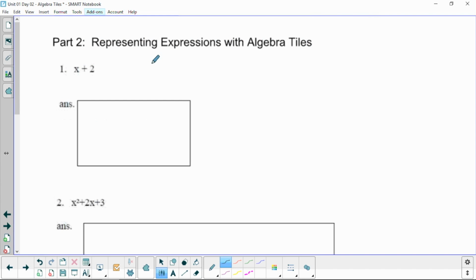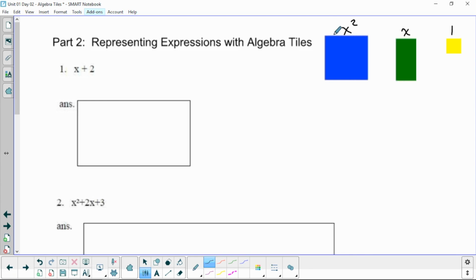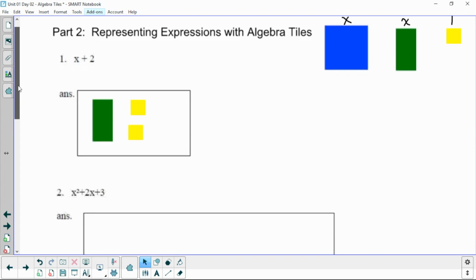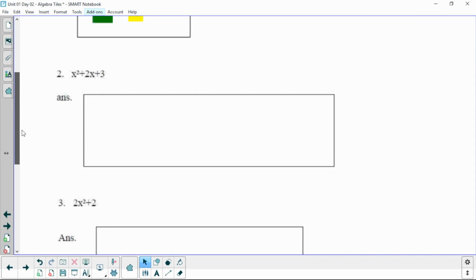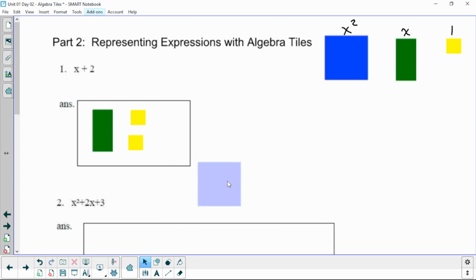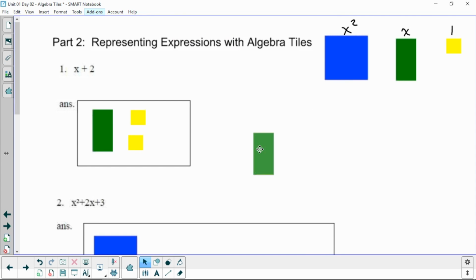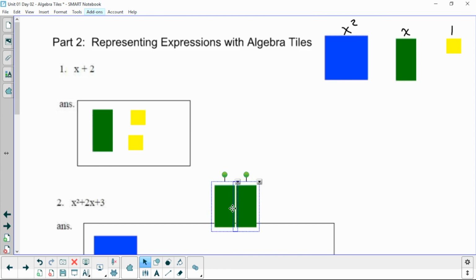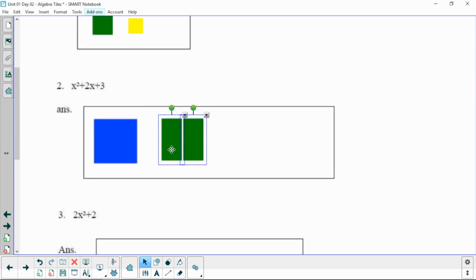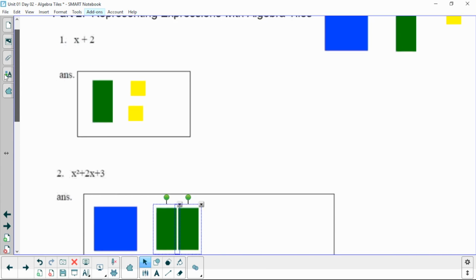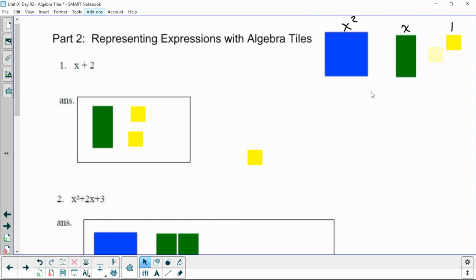If we're going to represent expressions with algebra tiles, using the tiles you have, you can represent these expressions. Here, I've got x plus 2. So I have one rectangle, 2 tiny squares. If I'm looking to try the next one, x squared plus 2x plus 3, I've got x squared, 2x, so I'm going to take 2 of these x's. So you can do this with your own tiles. And then plus 3, 3 of the yellow tiles.